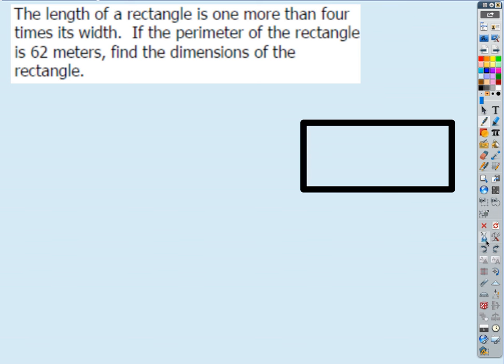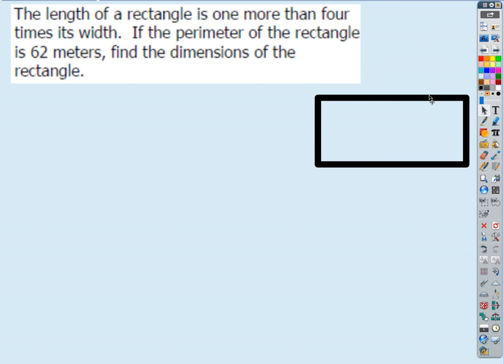So it says the length is 1 more than 4 times the width. What do we want to call the width, maybe? Whatever you want, doesn't matter. X maybe? Okay, so the width we'll call X. Then that dimension right there we'll call the width, that's X. So if the width is X, how do I say the length of a rectangle is one more than 4 times its width?